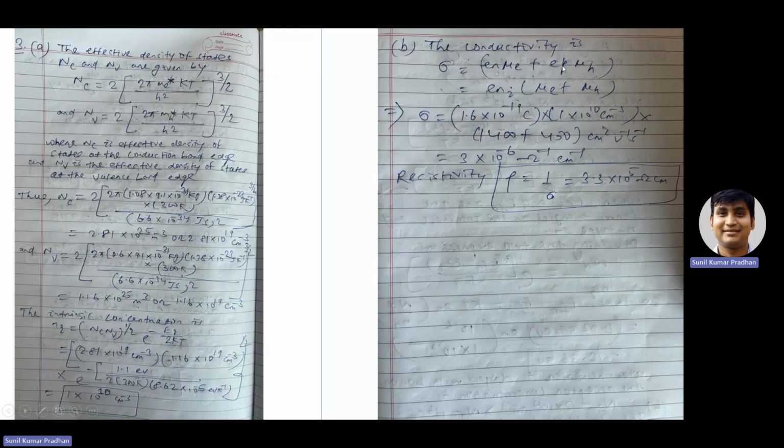p is the hole concentration. Okay, but your hole concentration is equal to the electron concentration, which is equal to the intrinsic carrier concentration. So it will be e n_i (mu_n plus mu_h). So conductivity we can find out as 3 into 10 to the minus 6 ohm inverse centimeter inverse. So what will be my resistivity? It is nothing but the reciprocal of conductivity. So the resistivity is equal to 3.3 into 10 to the power 5 ohm centimeter.